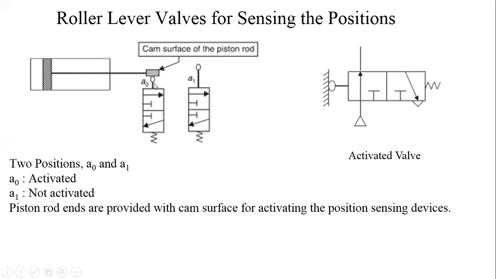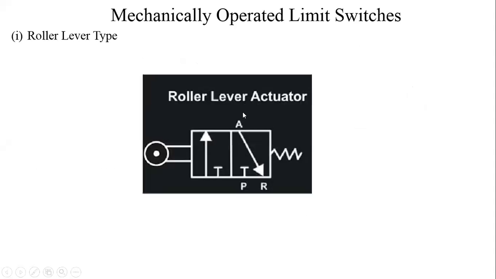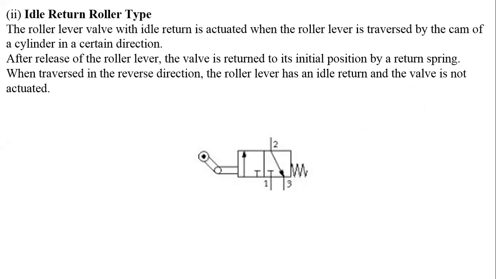But if here is roller lever type of valve and here is idle return type of valve, then this roller lever valve will be activated during start of extension, but during start of retraction or return stroke, this is not actuated or activated. The return stroke will be due to spring action. After release of roller lever, valve is returned to its initial position by return spring. When traversed in the reverse direction, roller lever has an idle return and valve is not actuated.